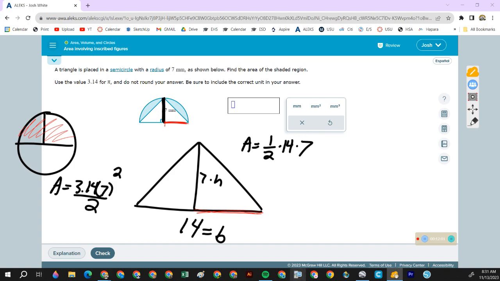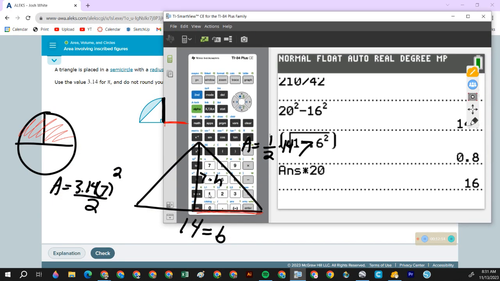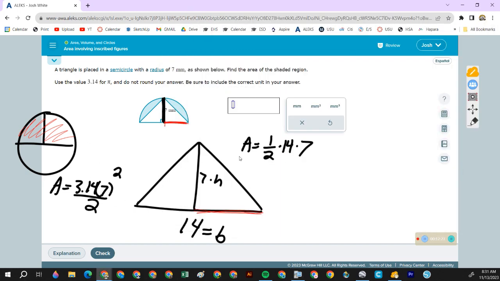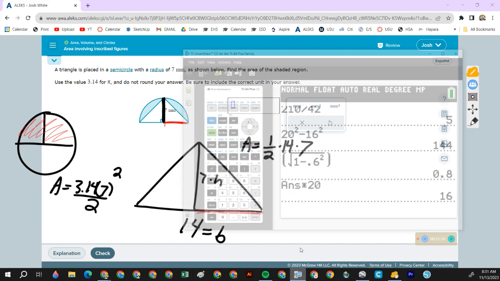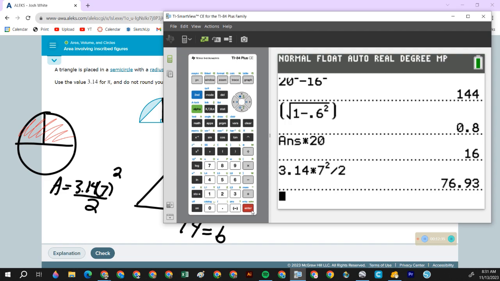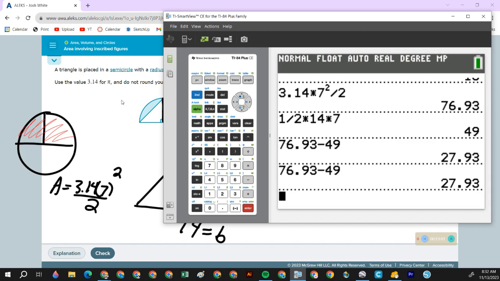So let me pull up my calculator. Okay. So I need to do the area of the circle and subtract from it the area of the triangle. So 3.14 times 7 squared divided by 2. That's the area of the semicircle. Then I need to do 1/2 times the base of the triangle, which is 14, times the height of the triangle, which is 7. And then need to do this minus 49. That would be the area of the shaded region.